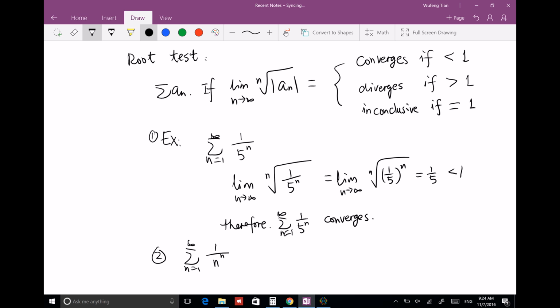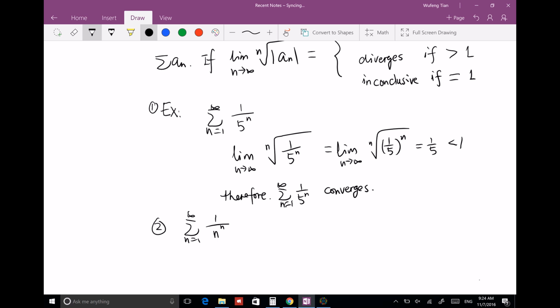This is not a geometric series anymore because the ratio is not a constant. The ratio is not 1/5. The ratio 1 over n is not a constant, because n is always changing. It's not a geometric series. We could possibly use the ratio test, but if we use the root test, it's much simpler. So let's look at what happens if I use the ratio test.